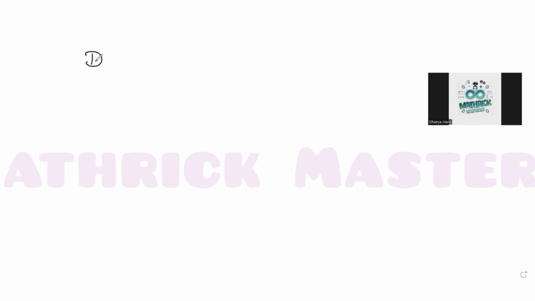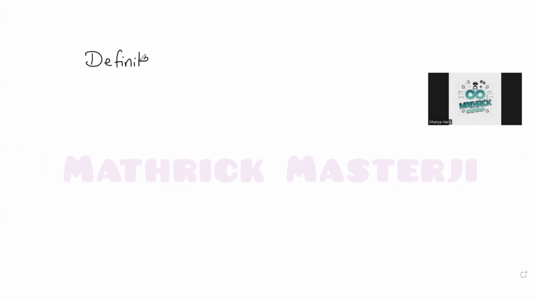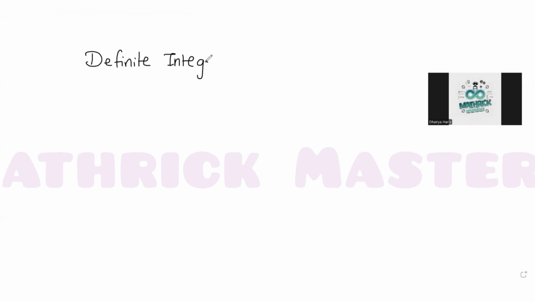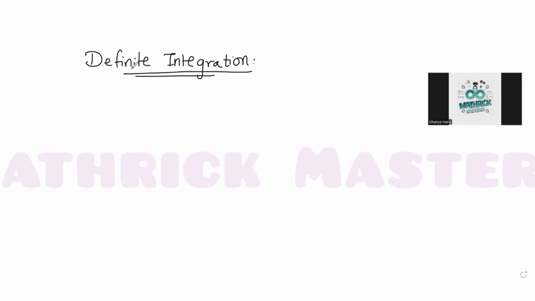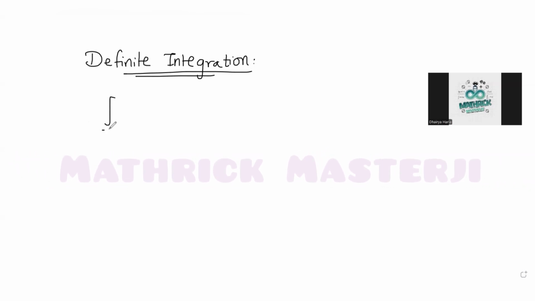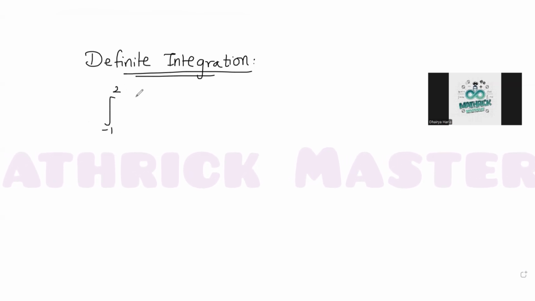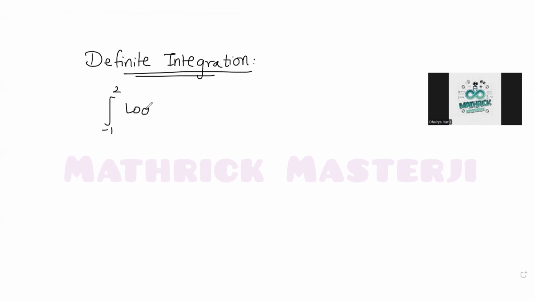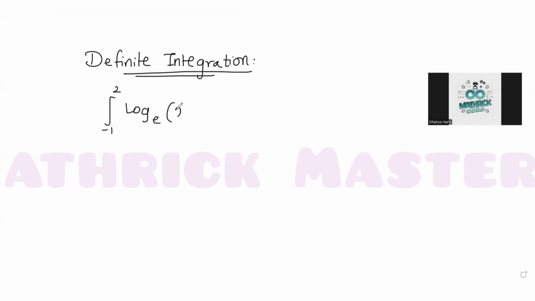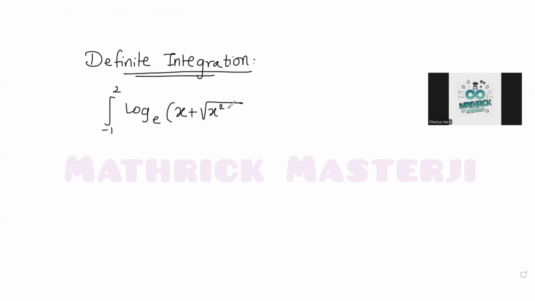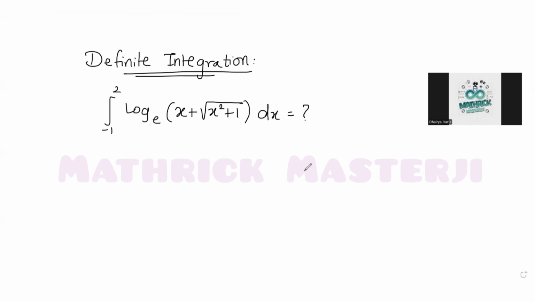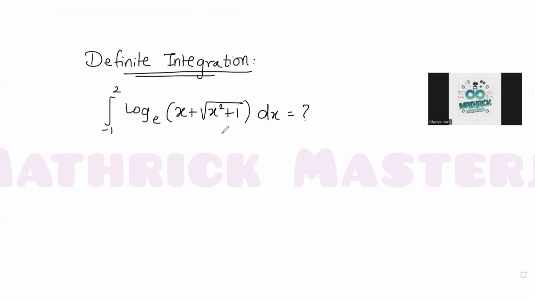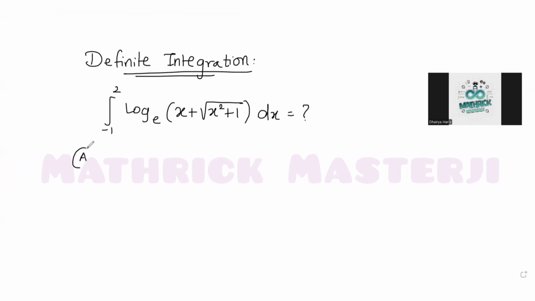Let's see today's question. Today's question we are taking up from the topic of definite integration. The question tells us to find the value of an integral which has the limits from -1 to 2, and the function given to us is log base e of x plus square root of x square plus 1, dx. We have been asked what is the value of this expression, and four answer choices are given.